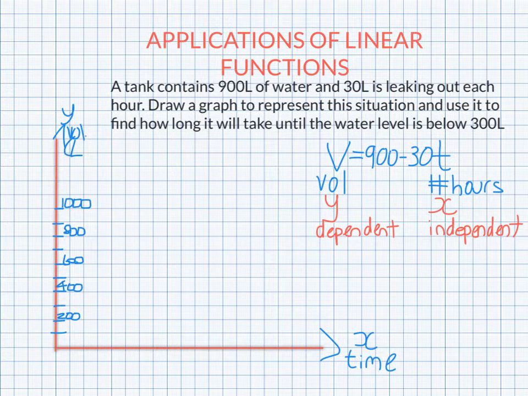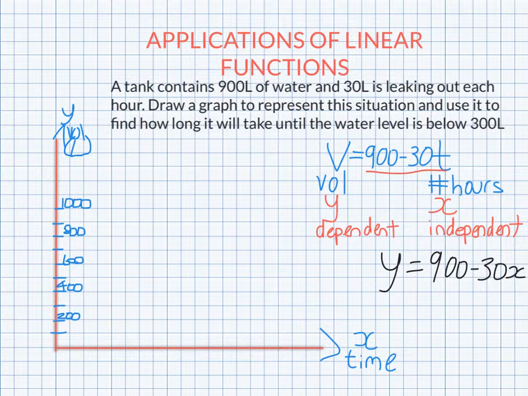So how do I actually draw the line? There's a couple of ways. We've gone through the table of values and the x-y intercept method. I'm going to use the intercept method for this because I think it's a lot quicker than drawing up a table of values. So this is my equation here. I can write that as y equals 900 minus 30x. I can change the V to a y and the T to an x.